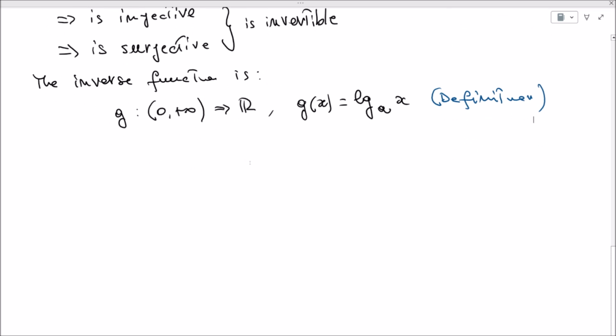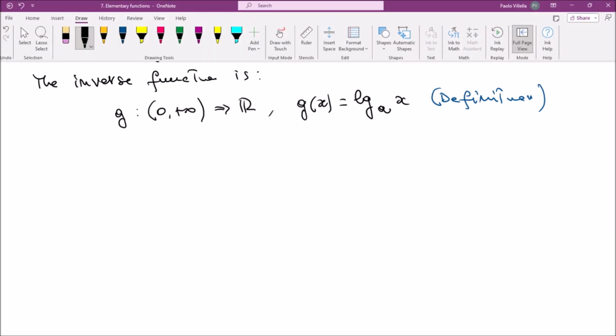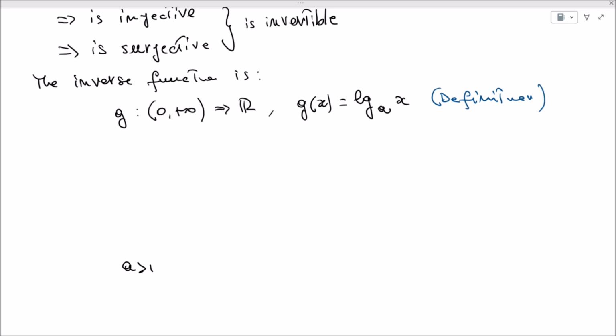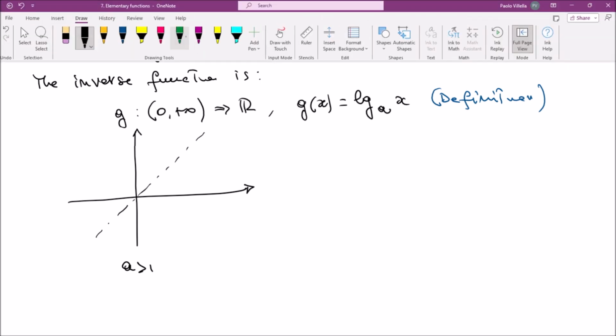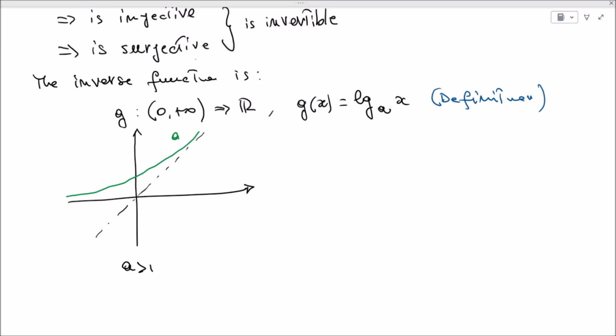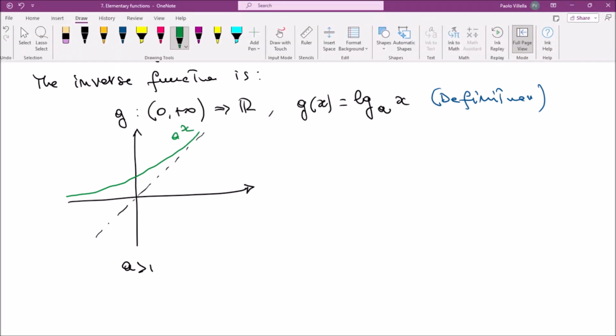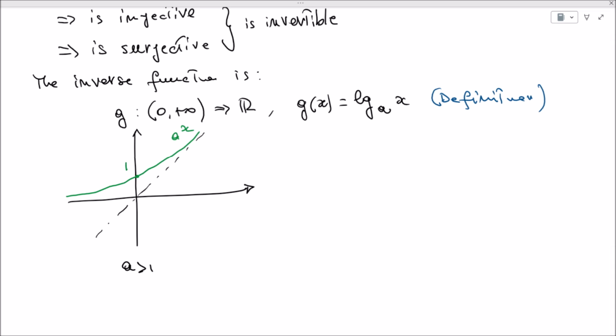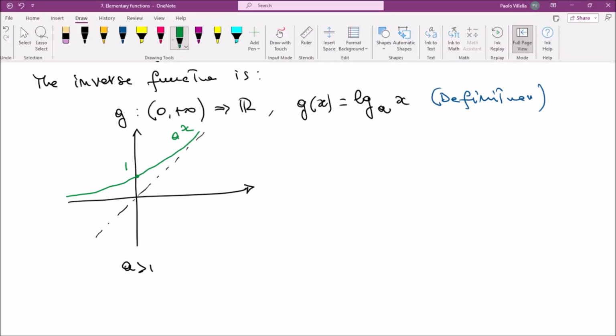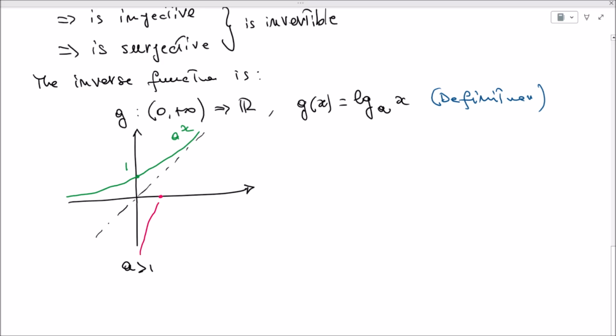If we want to build the graph of the logarithm, we can rely on the theorem of the graph of the inverse function. So let me first consider the case where a is larger than 1. We know that this was the graph of a to the x, and if we do the mirror image with respect to the bisector, remember that this was 1. Well, the mirror with respect to the bisector will be this, and so this will be log base a of x in the case where a is larger than 1.